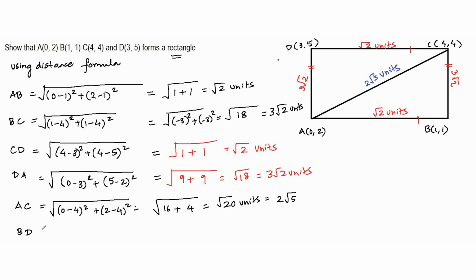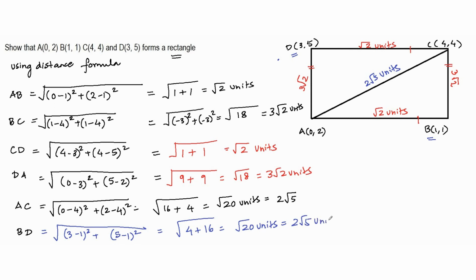And similarly, the length of BD can be calculated by taking B and D coordinates. So it would be root of 3 minus 1 the whole square plus 5 minus 1 the whole square. That's going to be root of 2 square is 4 and 4 square is 16. So it becomes root 20 units, which is again equal to 2 root 5 units, right? So this is how we calculate the lengths of the diagonals, and the length of the diagonals is equal to 2 root 5 units each.